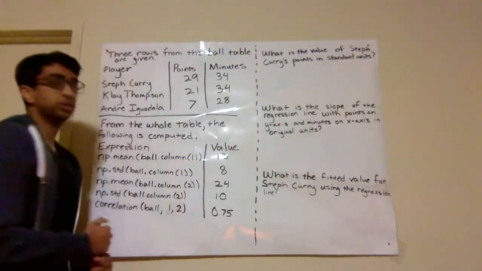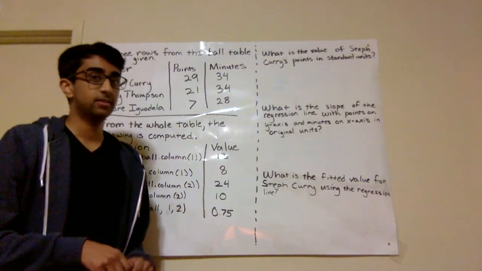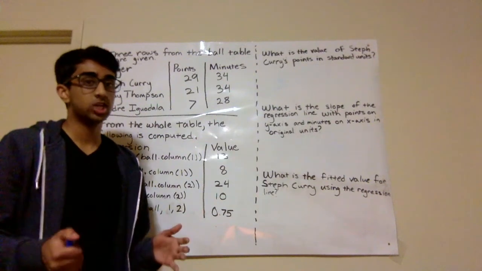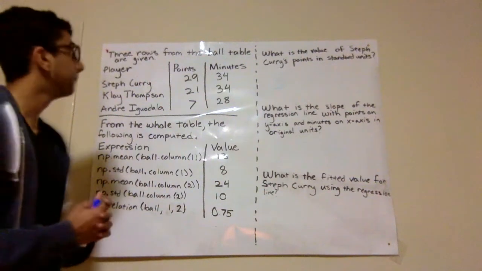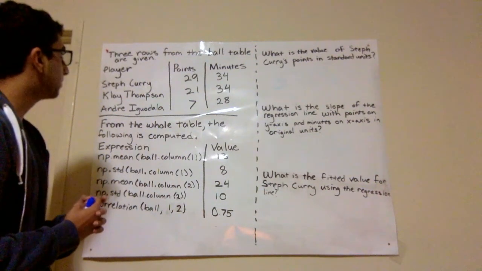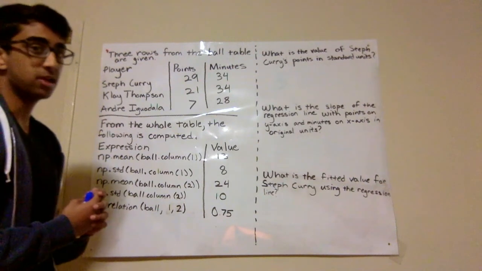So today we're going to be covering the question we had during Lab 8. We had a question involving regression and the ball table. So we're going to actually be just covering that right now. So we have the ball table defined, and we have 3 selected rows from the ball table given here.